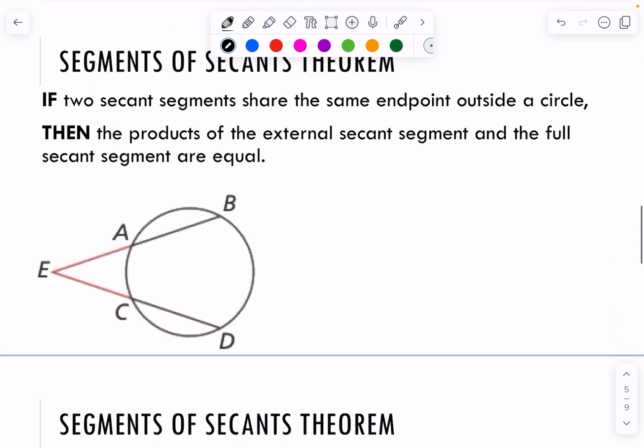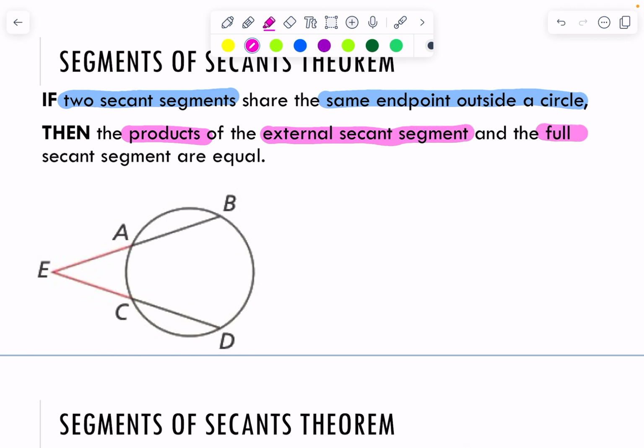Next one, we're going to do segments of secants. First thing, if two secants intersect and have the same endpoint outside of the circle, then the products, multiplication, of the external secant segment and the full secant segment are equal. All right, so what does that mean? Well, if we look at this, we have the external EA multiplied to the full, which would be EB.